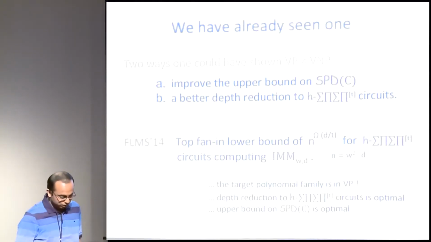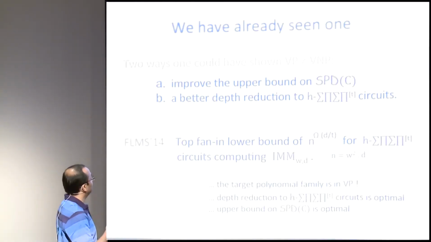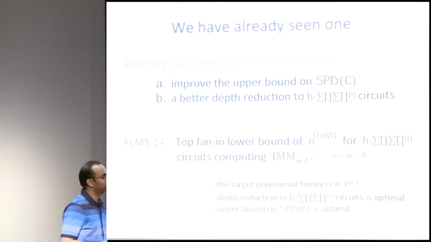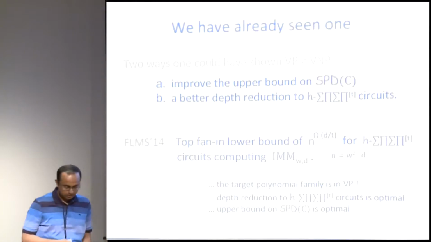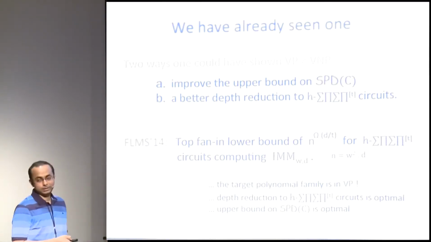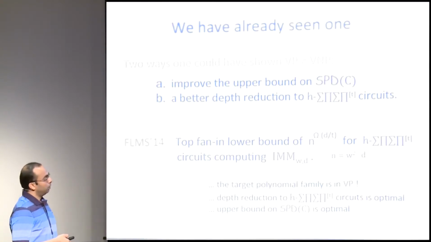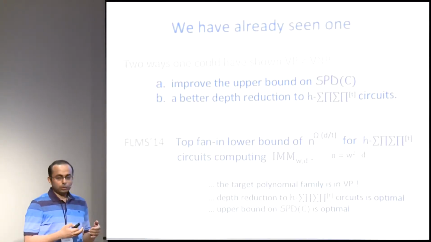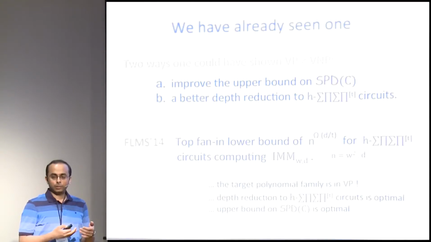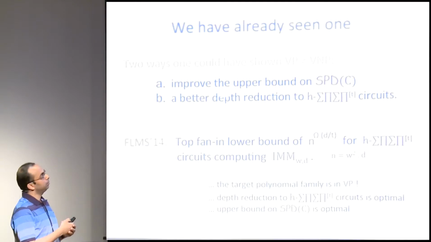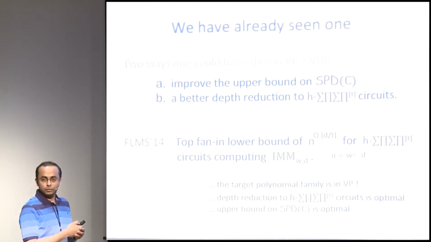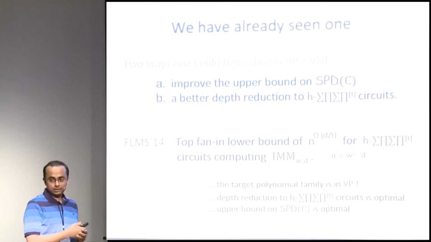So let me try to explain what that is, and that's exactly the FLMS paper which showed lower bound for iterated matrix multiplication results. Let me explain in a little more detail why it's a limitation of the shifted partial measure. So one way one could have proved separation between VP and VNP using the shifted partial measure is either by improving the upper bound for the circuit or by a better depth reduction to this kind of circuits, right?